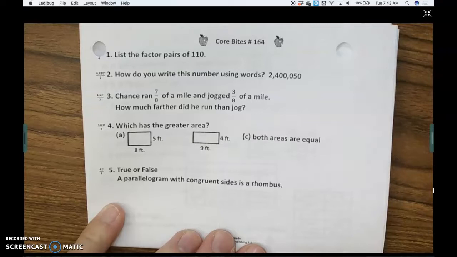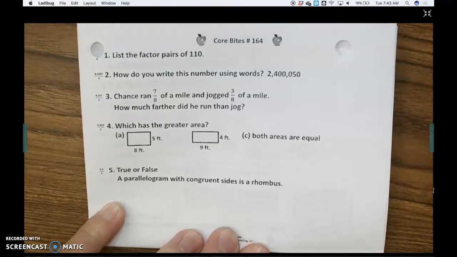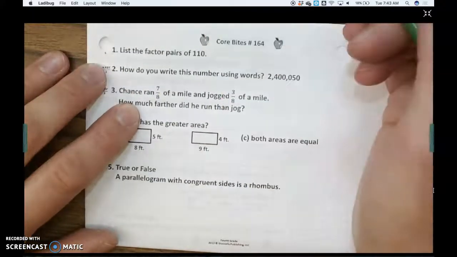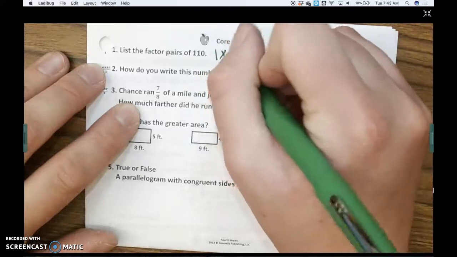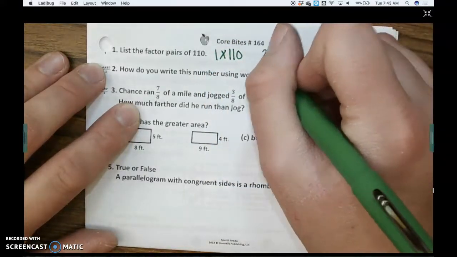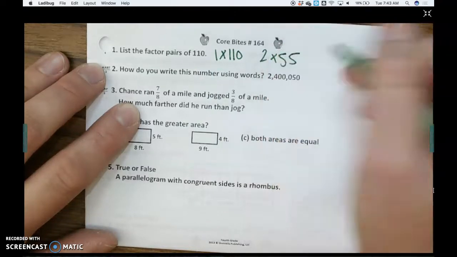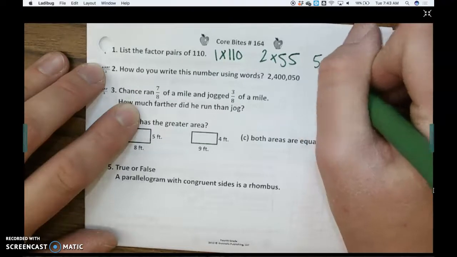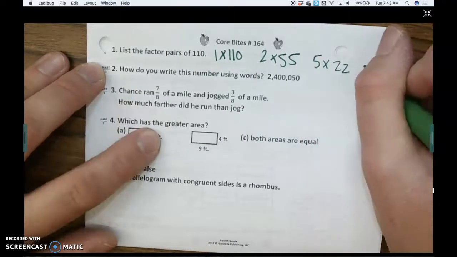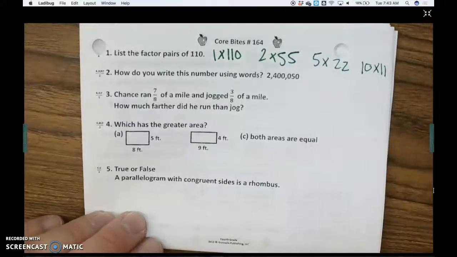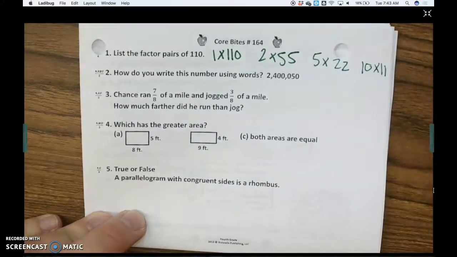For the first one, it says list the factor pairs of 110. So basically what you're doing is you're multiplying numbers to get that number. Okay, so you always start with 1. So 1 times 110 will give you 110. You could also do 2 times 55. You could also do 5 times 22. And you could also do 10 times 11. Okay, so those would be your factor pairs for 110.